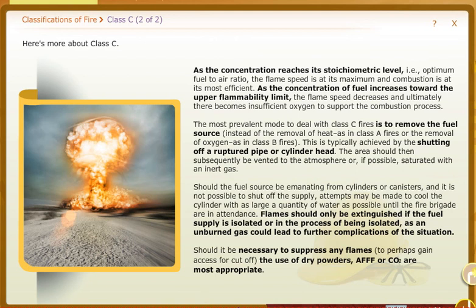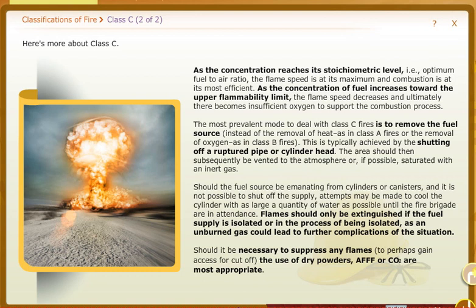Here's more about Class C. As the concentration reaches its stoichiometric level, that is, optimum fuel to air ratio, the flame speed is at its maximum and combustion is at its most efficient. As the concentration of fuel increases towards the upper flammability limit, the flame speed decreases, and ultimately there becomes insufficient oxygen to support the combustion process.